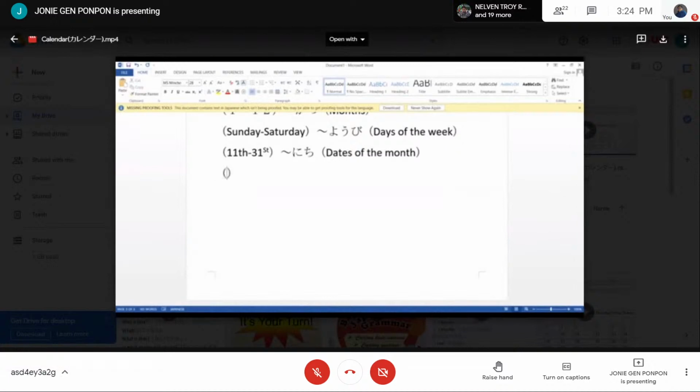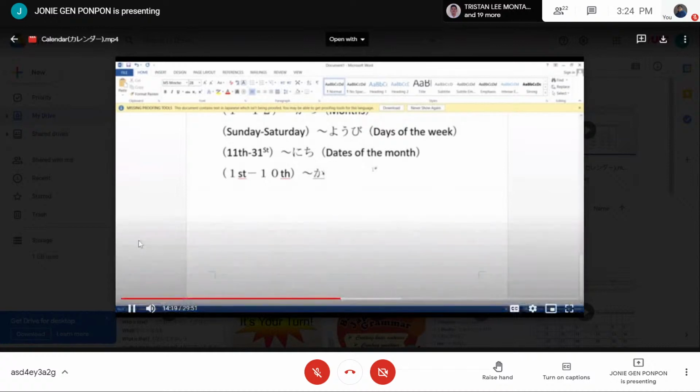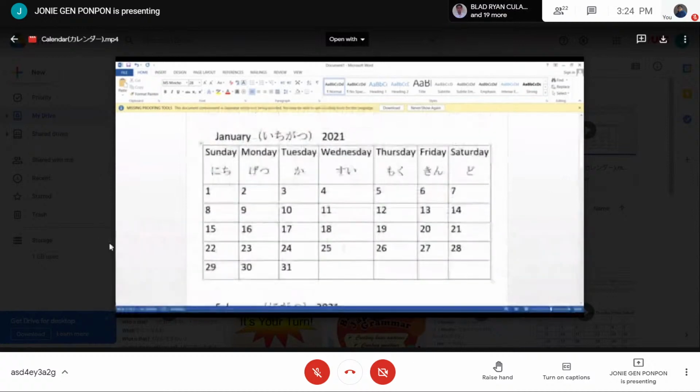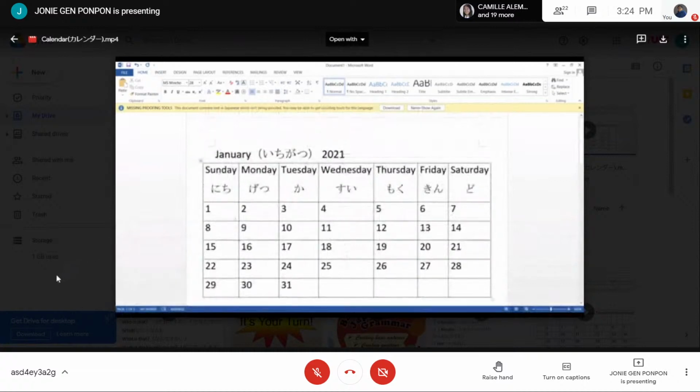So for first to 10th, the suffix is ka. Still the same dates of the month. So we will now list the 1 to 10. Among 1 to 10, there is another exemption for 1, that is Tsuitachi.